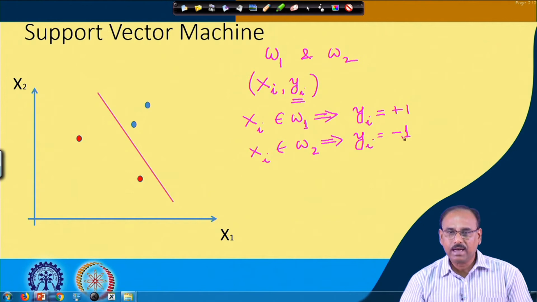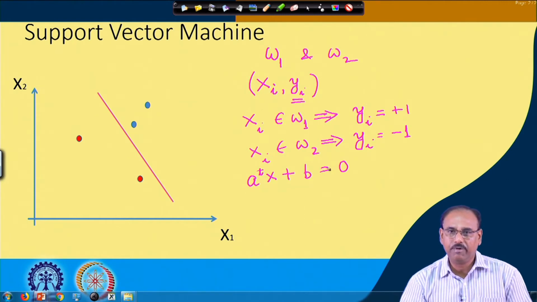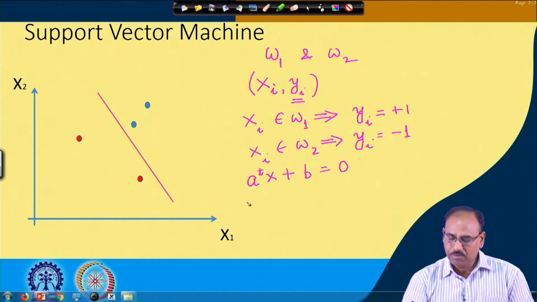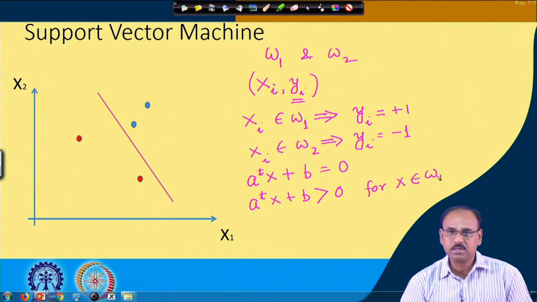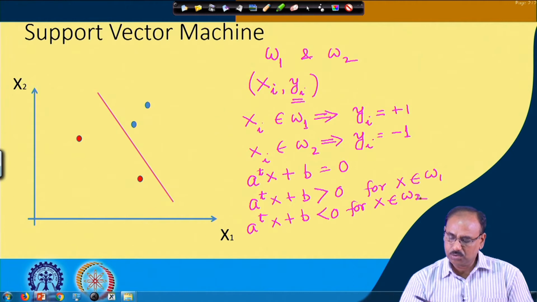So, given a separating plane with the equation A transpose x plus b equal to 0, if this is the separating plane between the feature vectors belonging to class omega 1 and class omega 2, then our classification rule was A transpose x plus b greater than 0 if x belongs to class omega 1, and A transpose x plus b less than 0 for x taken from class omega 2.